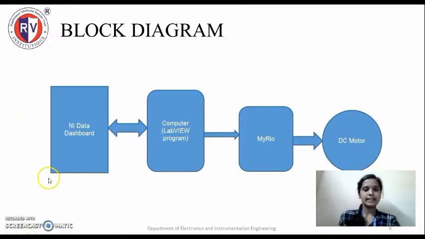And finally, the block diagram is doing this: LabVIEW creates the shared variables, and after deploying the DC motor program on the block diagram, it gives an IP address for connecting the data dashboard and myRIO. Then the data dashboard controls the actions of the DC motor and shows the waveform output of the DC motor on the iPad with the data dashboard installed. This is the working of our project.